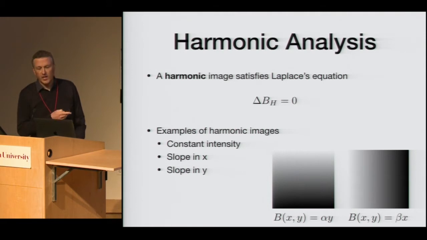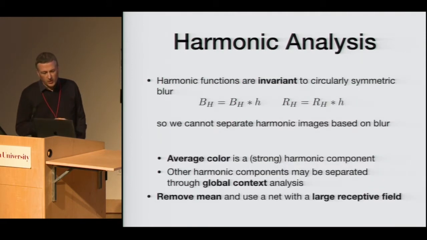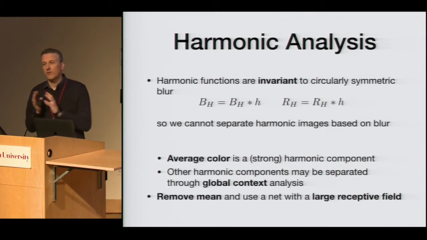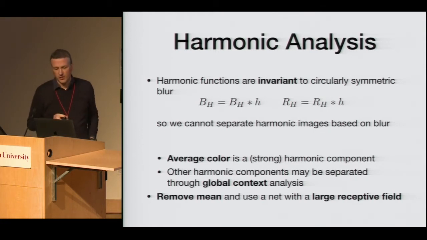So why are harmonic functions a problem? Well, because they are invariant to circularly symmetric blur. So if you take those functions and you blur them, they stay the same. And then if you want to distinguish your background image from the blurry version of the reflection, if they are harmonic functions, you cannot tell one from the other because the blur won't differentiate them. And so you don't know if you should associate this harmonic part to the background or to the reflection. And that's a big ambiguity.